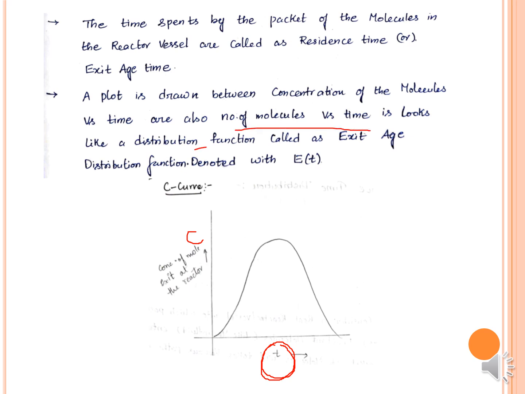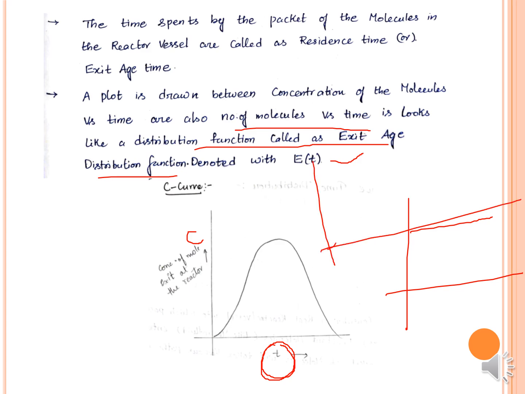It looks like a distribution function called the exit distribution function, denoted E of t. It's a distribution like the marks obtained by the students in a classroom. If it is a straight line, it's non-ideal, because it means each and every student will have the same marks. It should be a distribution of the marks, the number of students versus marks.